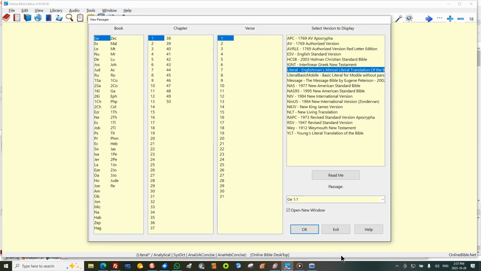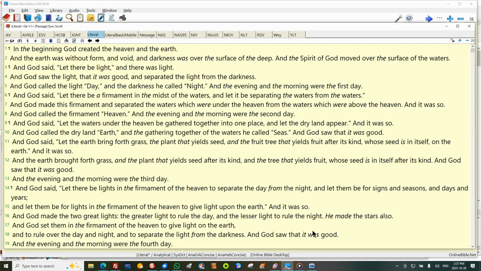And now I'm going to show you various features of the online Bible in the literal translation, the one that we worked on mostly in the last few months. Let's take a look at Genesis 1:1. It looks just like a normal translation as far as you're concerned.